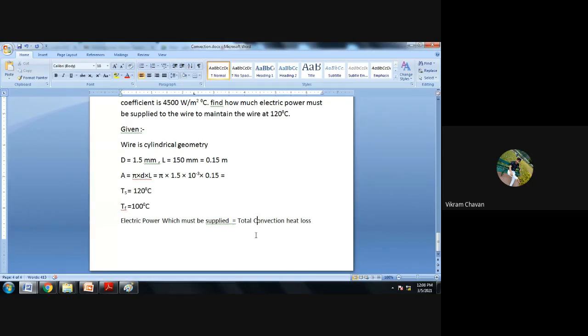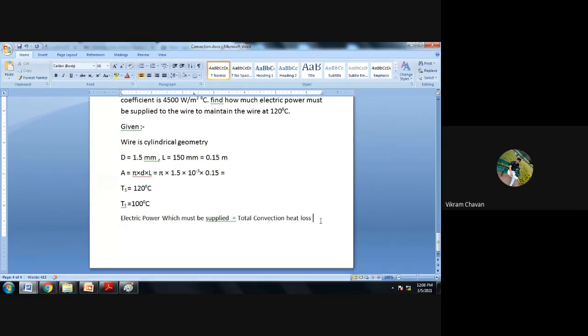Heat loss will happen from whom? Heat loss will happen from the wire to the water. So we have to determine that heat loss, so that we can easily say that whatever heat loss happens from the wire to the water is equal to the electric power supplied to the wire. So apply our Newton's law of cooling.